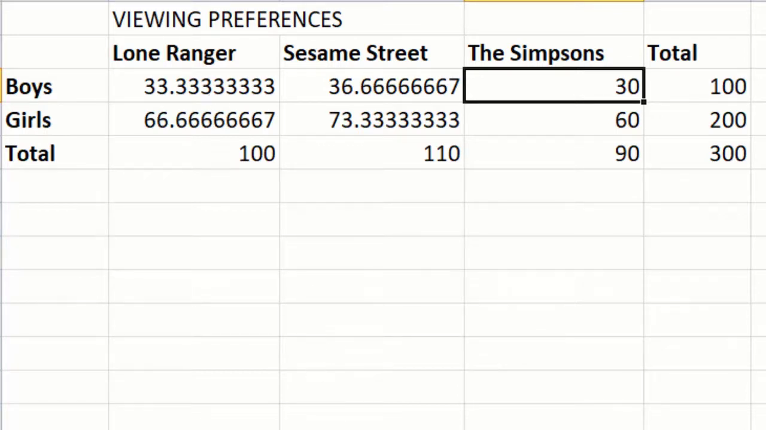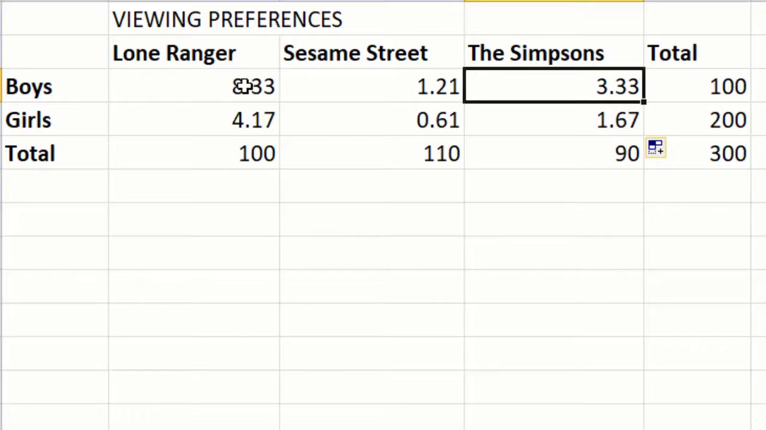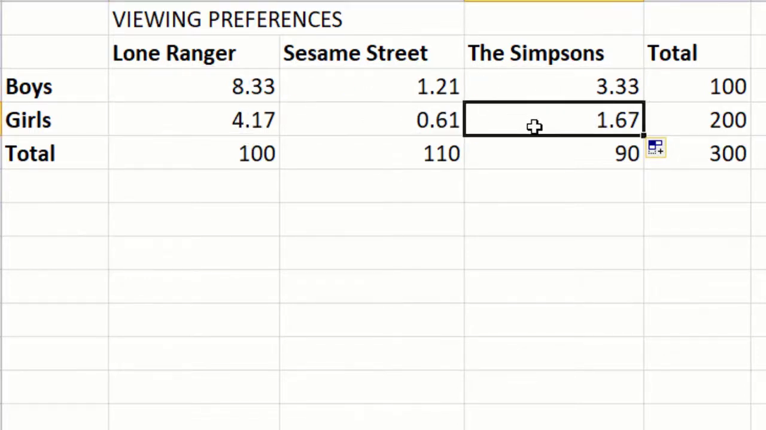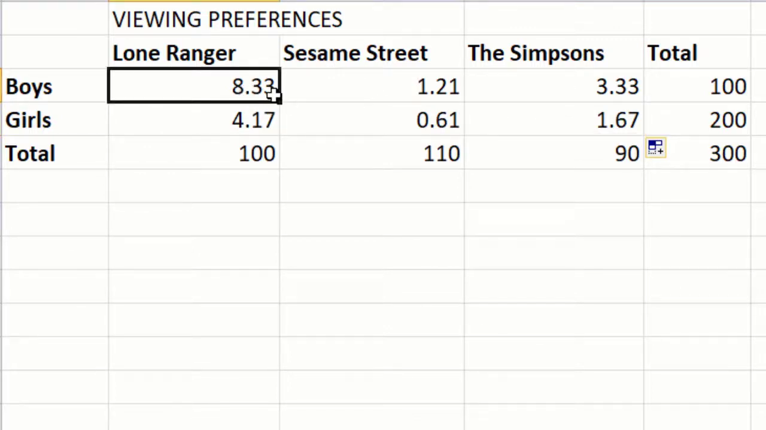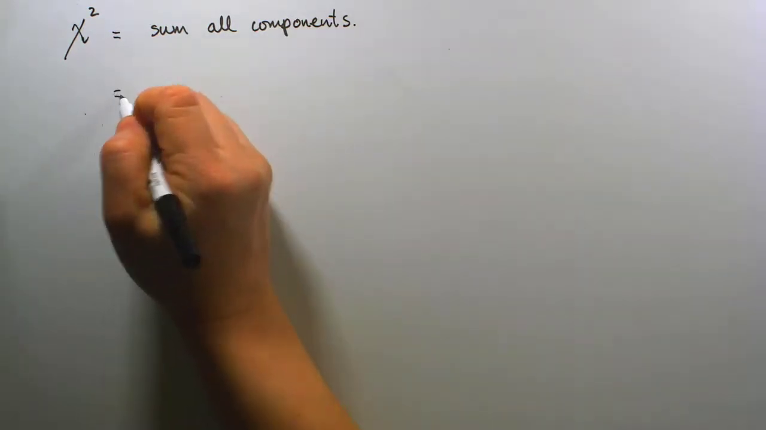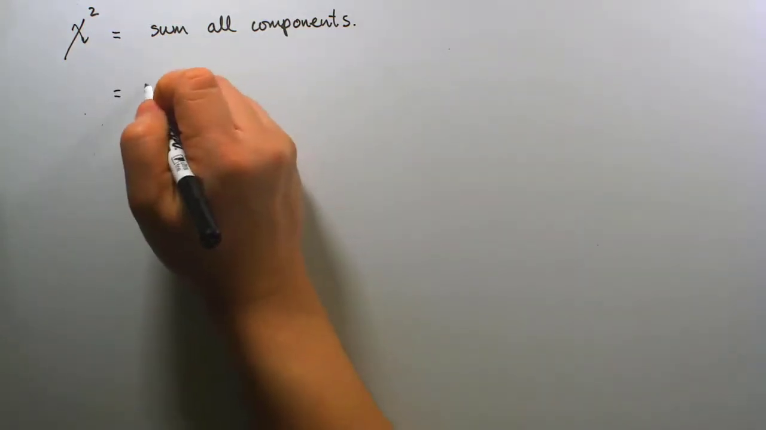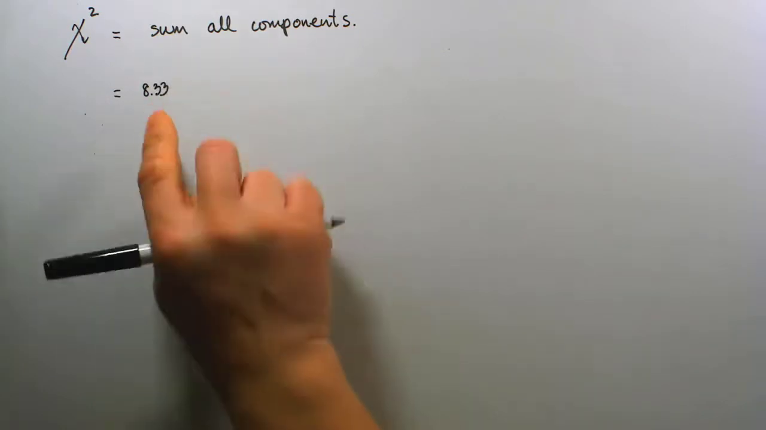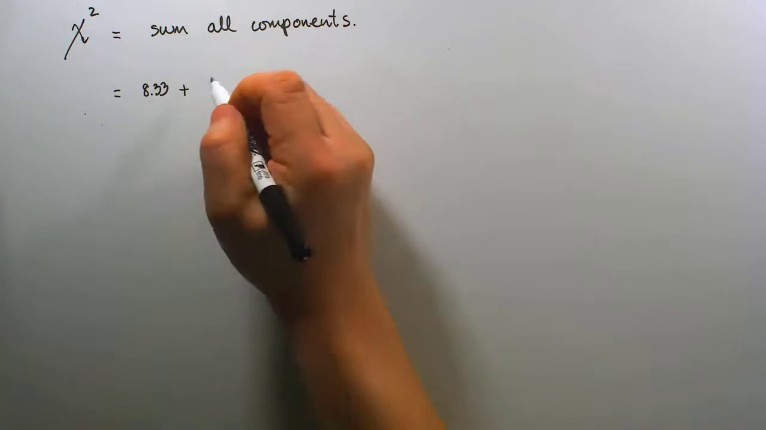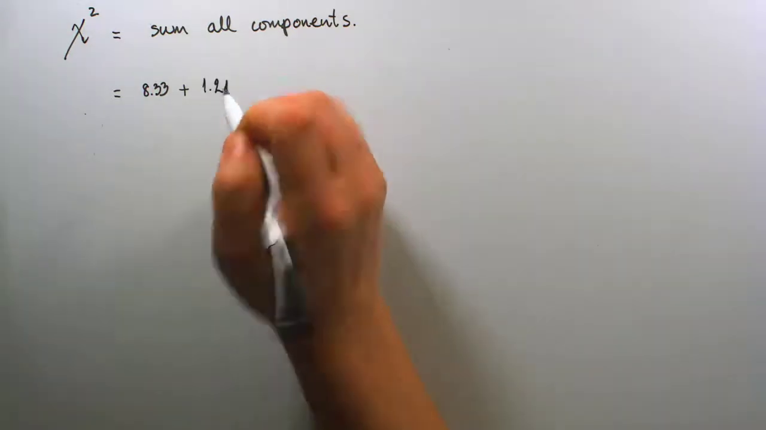Then we came to a different version of our table, which lists all component values. And you have seen the work just earlier. And so now the next step here is to calculate chi-square by adding up all of these component values. Back on my writing board here, my first component value from the table we have seen is 8.33 because this is row 1, column 1. I am going to add to the next value being 1.21. This is row 1, column 2.